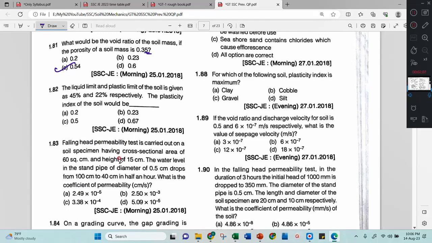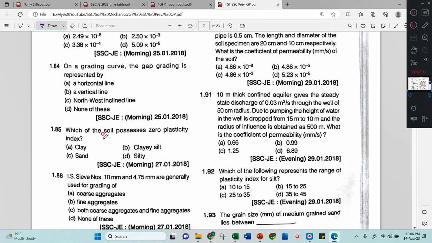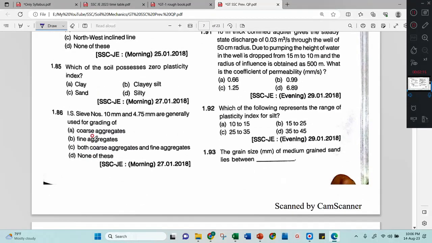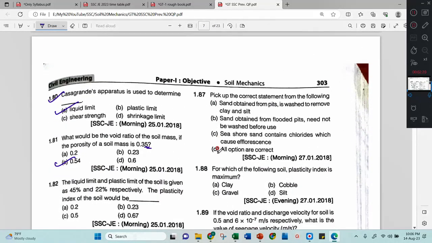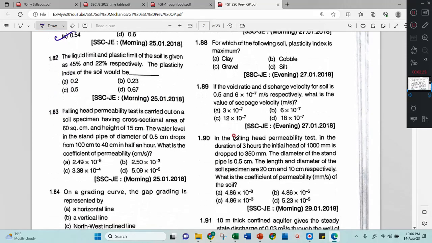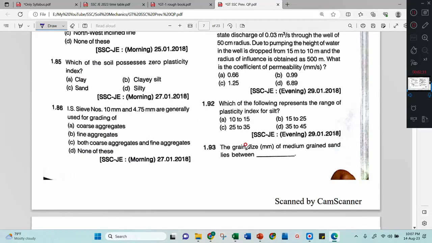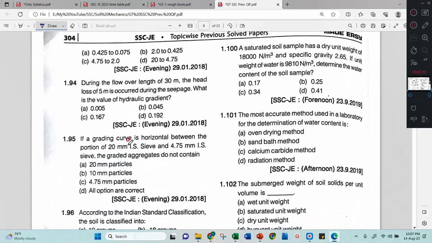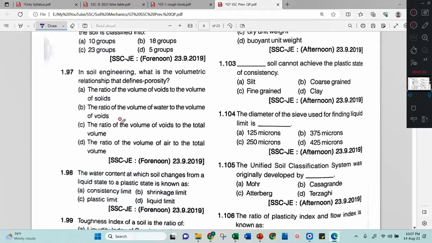Done. Liquid limit, will skip. Falling head, will skip. Organic curve, grading curve gap, will skip. Which of the soil possesses zero plasticity? C number. Sand obtained from pits is washed to remove clay silt. From which of the plasticity index? Falling head. Which of the following range during the flow grading according to Indian standard? The ratio of this one.